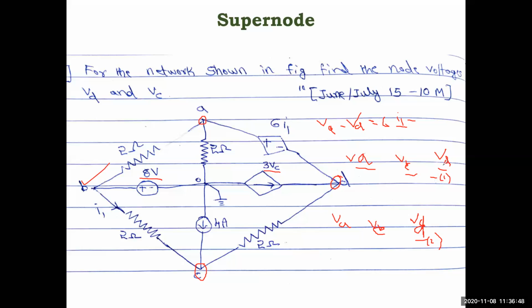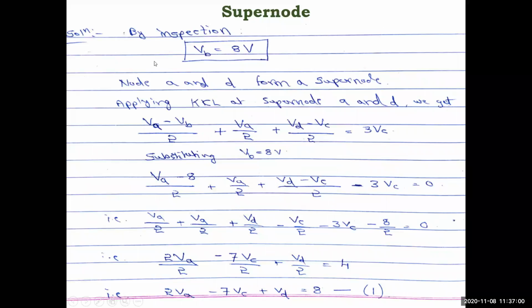Okay, I hope so far whatever I've explained you have perhaps not understood. So now you have this network, and I will show you the equations one by one, so work in parallel with me, so that you will understand. You require more attention. Okay, see, by inspection VB equal to 8 volt. I have explained how. So VB is 8 volt, straight away got the value.